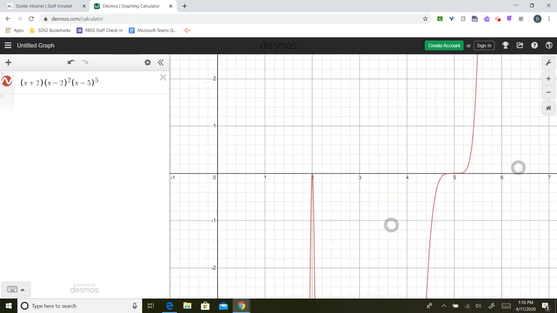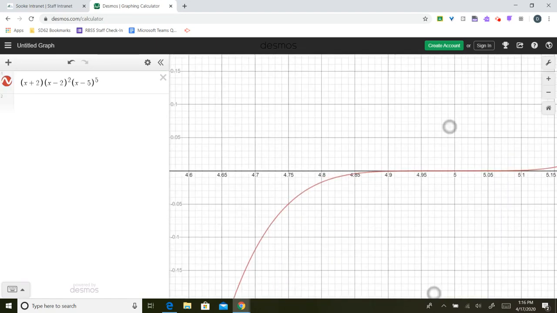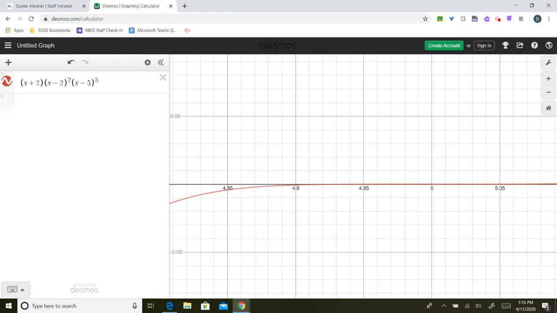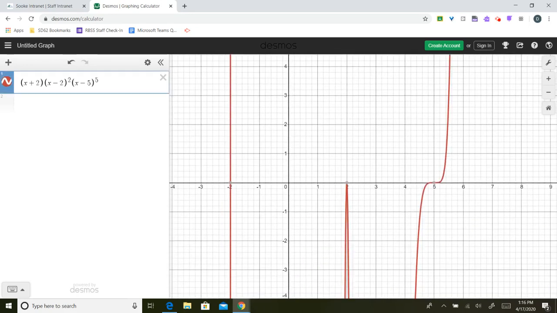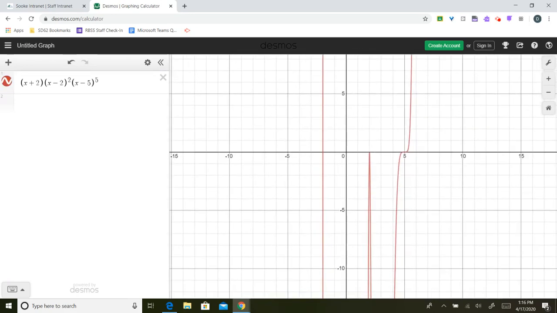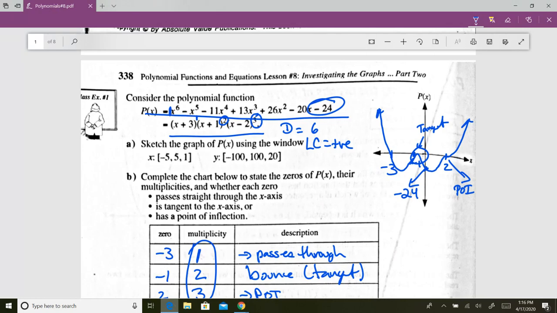If you actually zoom in on it, it only hits the graph at one point at that point, even though it looks like it's flat. We just don't have the resolution to see it, but it only hits the graph at one point. All right, back to our lesson.